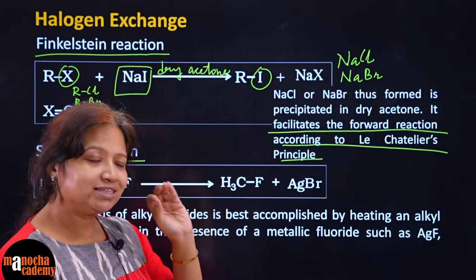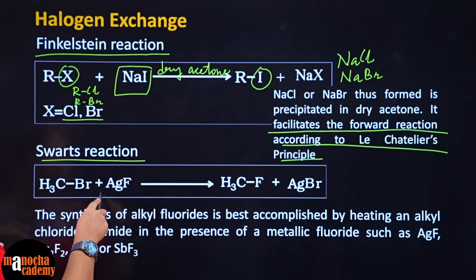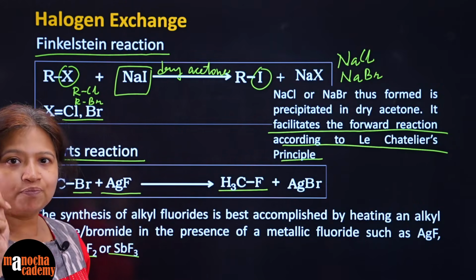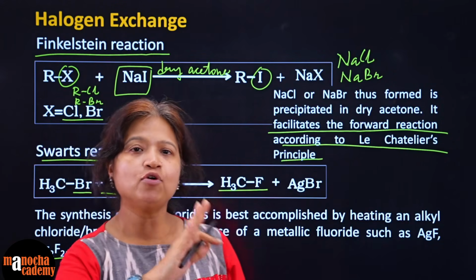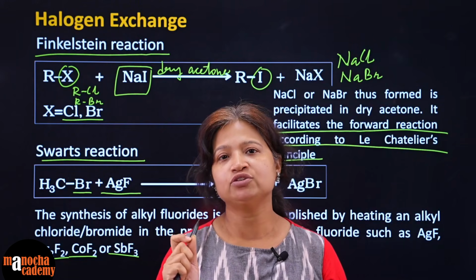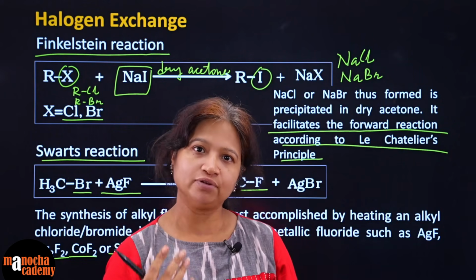Okay, so the best method is the Swarts reaction. You take any alkyl bromide and use AgF as one of the reagents. Instead of AgF, you can also use Hg2F2, CoF2 or SbF3. It's your choice. When you do this, you see CH3Br gets converted to CH3F. So if you are told to convert any alkyl bromide to any alkyl fluoride, the Swarts reaction is the reaction. React with AgF, and you get the corresponding fluoride.